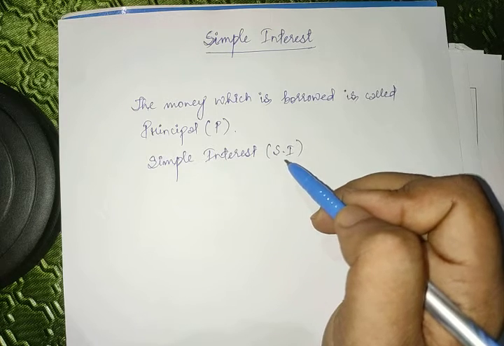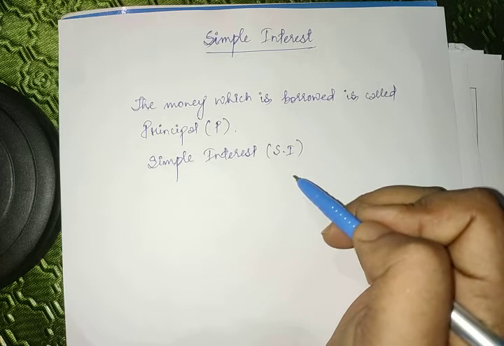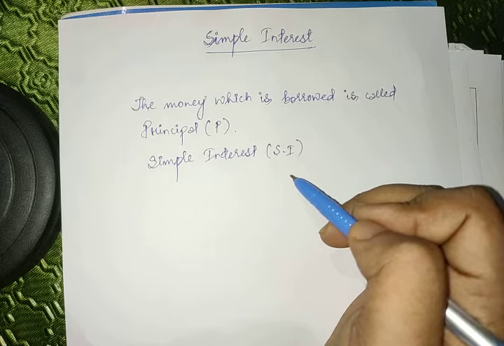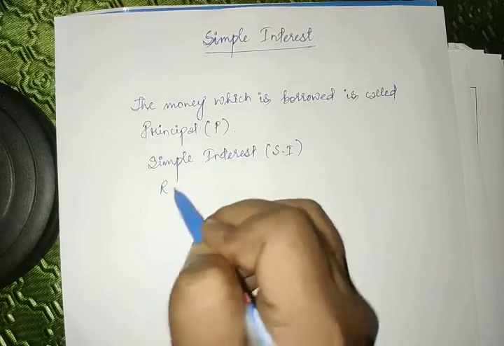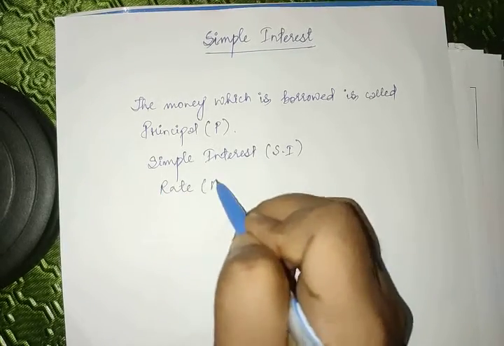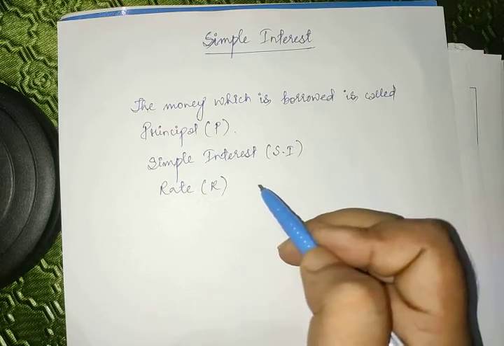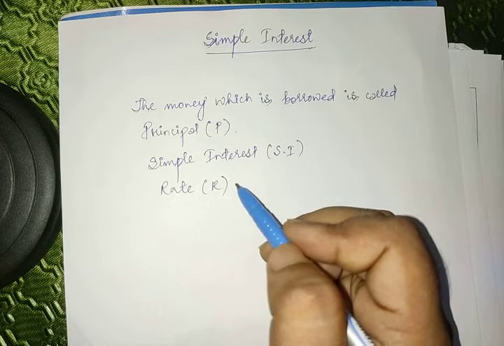So the interest paid yearly or per annum on every rupees 100 is called the rate percent. Now I have to pay some interest to the bank. So every year the interest is rupees 100, so the rate will be, say, rate. It is denoted by R. It will be 100 rupees per year. That means yearly 100 rupees extra I have to pay to the bank.